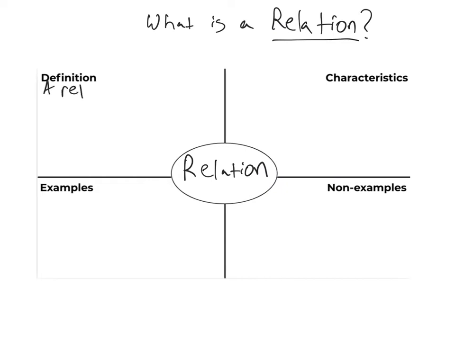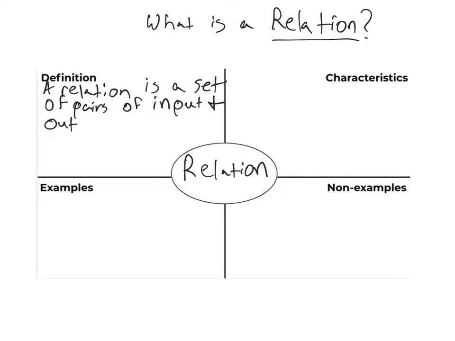So a relation is a set of pairs of input and output values. And so this is really a set of ordered pairs.